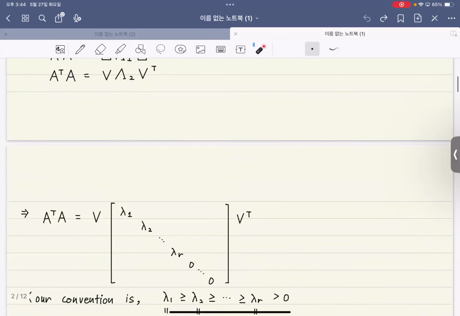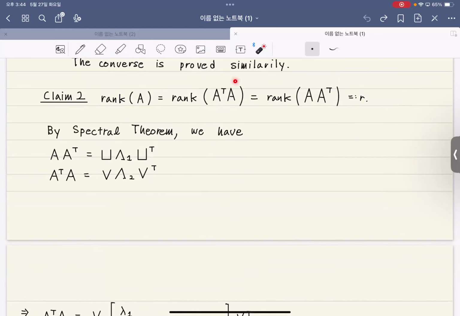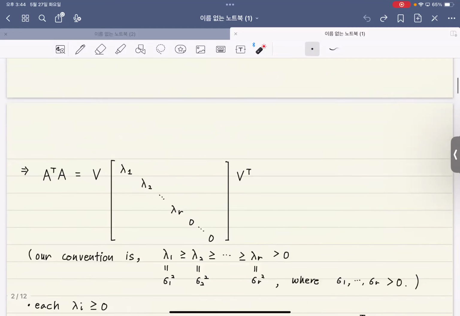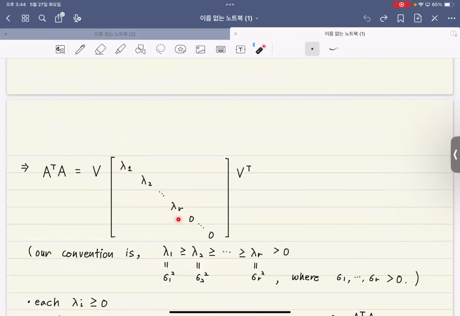In this case, since we were assuming the rank of this matrix is r, there should be precisely r many non-zero eigenvalues of A^T A. Because the number of zero eigenvalues is going to be the dimension of the null space. So since the rank of the matrix is r, you should have precisely r many non-zero eigenvalues for A^T A.